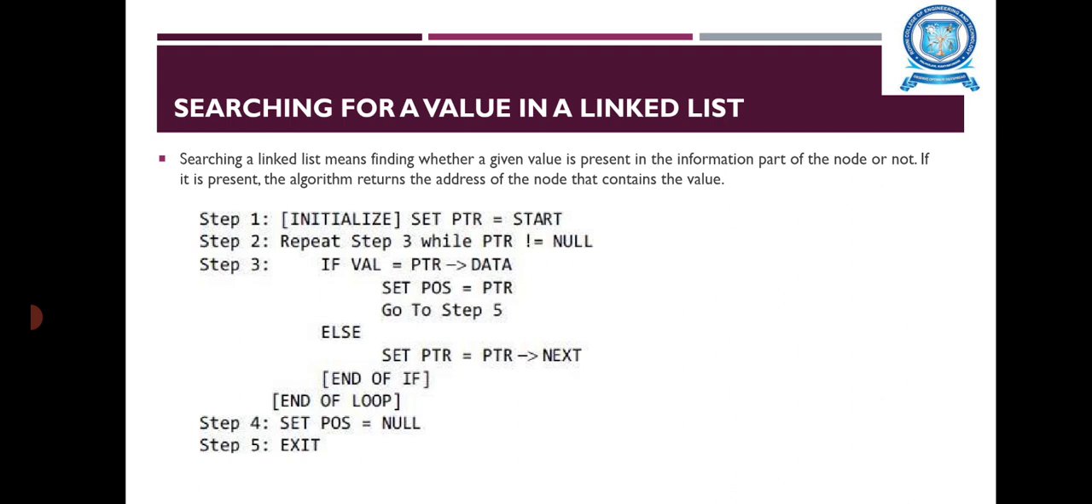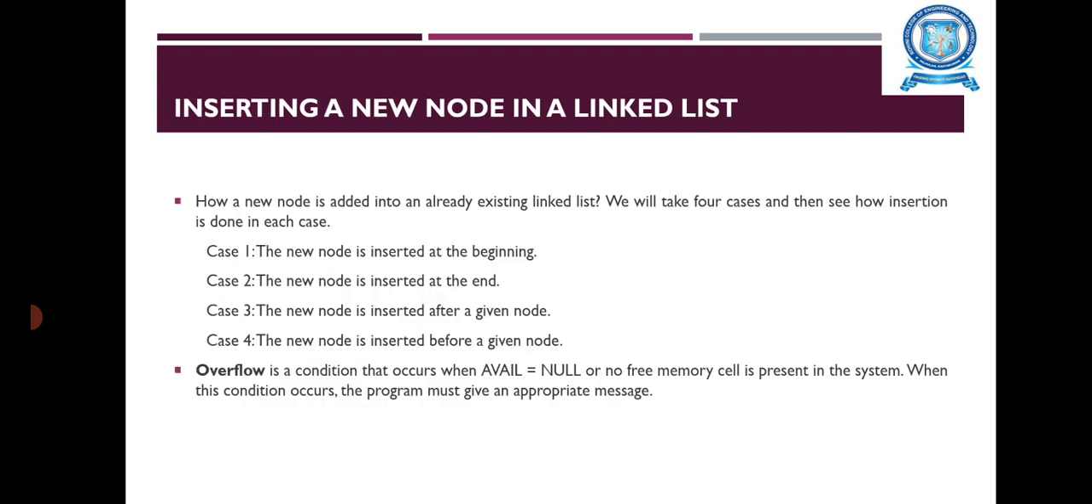If the search is successful, that is the value has been found, then the address of the particular node is stored in the pointer POS, that means it points to the location, and the control jumps to the last statement of the algorithm. However, if the search is unsuccessful, then POS is set to null, which indicates the value is not present in the particular linked list. The next one is inserting a new node in the linked list.